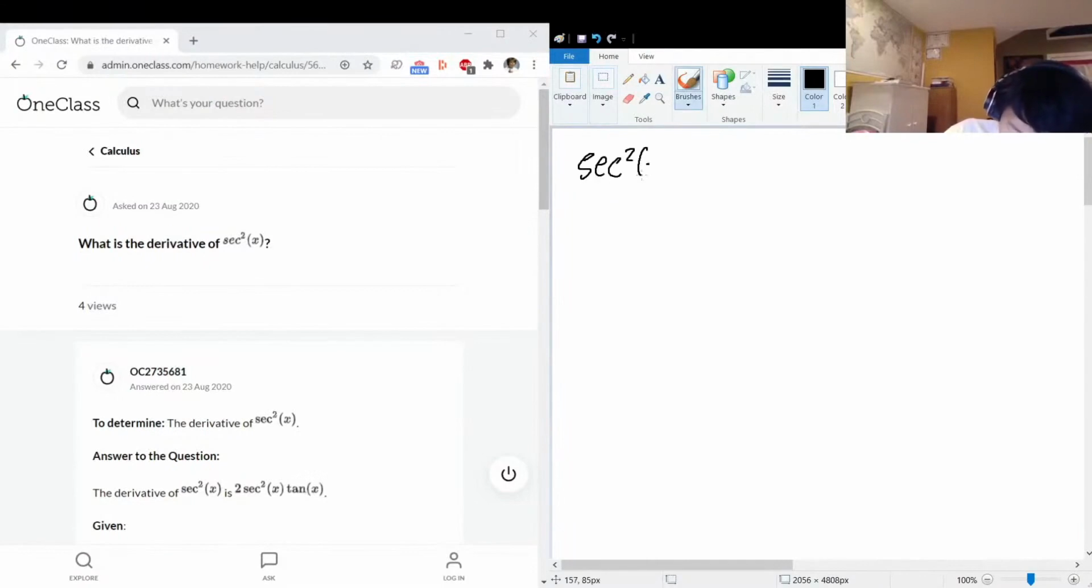Secant squared of x is equal to secant of x, but squared. And secant is 1 divided by cos x. It's the reciprocal. Now, why do we have secants in the first place?